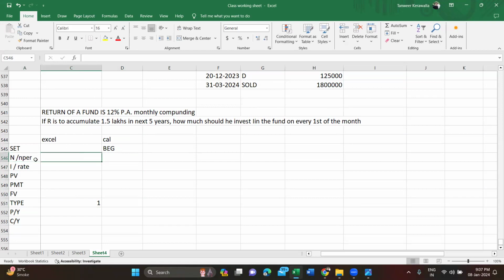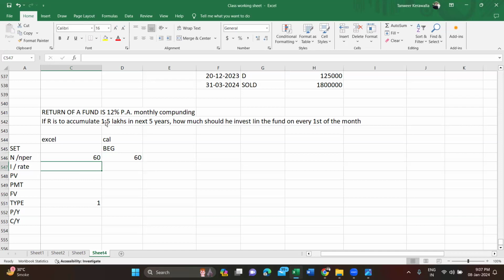Then NPR, number of months I need, because we need how much we have to invest every month. So we have to convert number of years into months. So 5 years into 12, 60 months, right? 60 months on Excel sheet, right? And 60 months on calculator also, right?